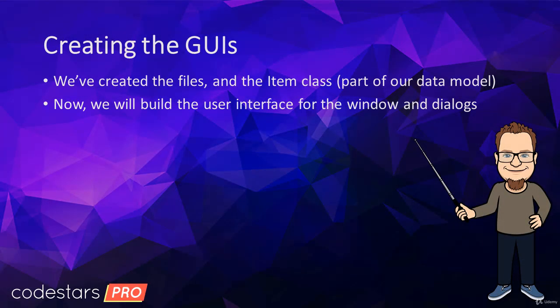Previously, we created the appropriate files related to our GUI, or graphical user interface, that we are building for our application. We also created the data class, which is part of the data model of our application, named Item, which we will use later on when we add functionality to our application. In this lecture, we will build the user interface for the window and dialogues with which the user will interact. So let's get started.